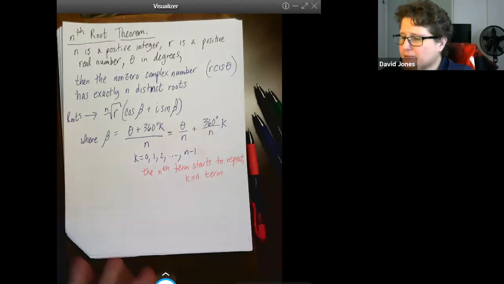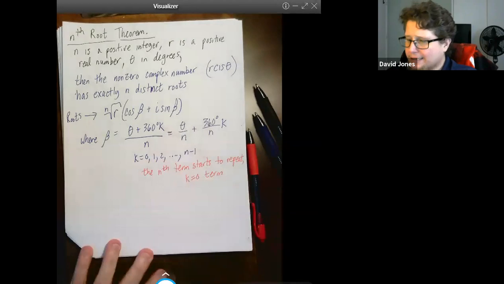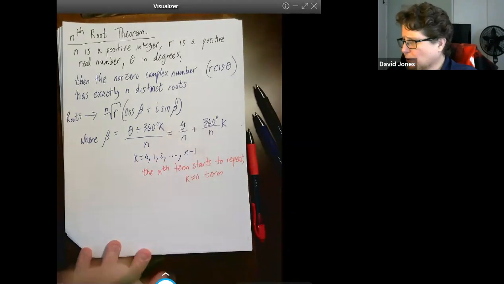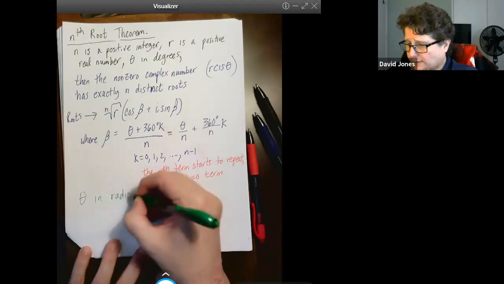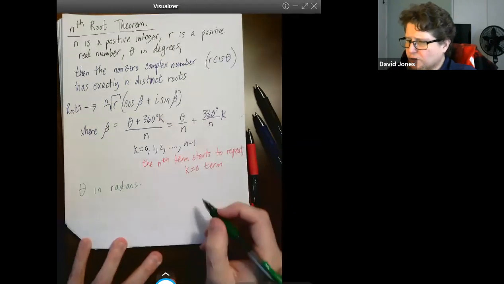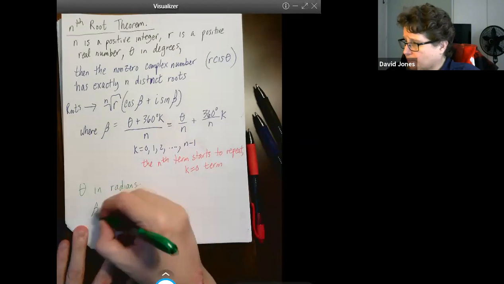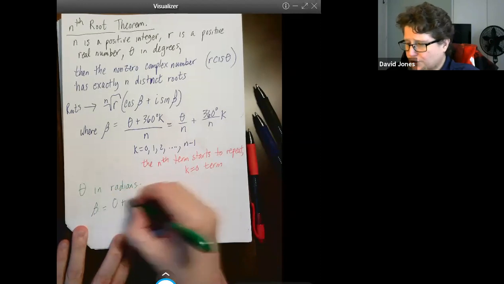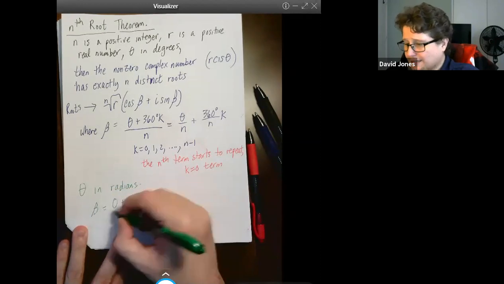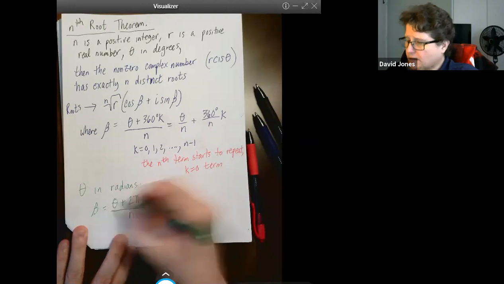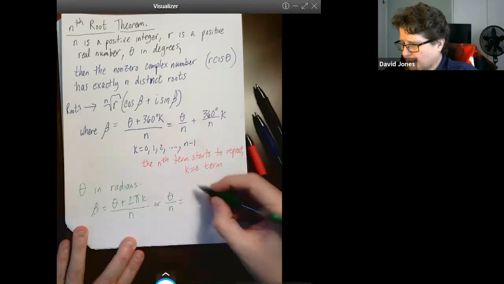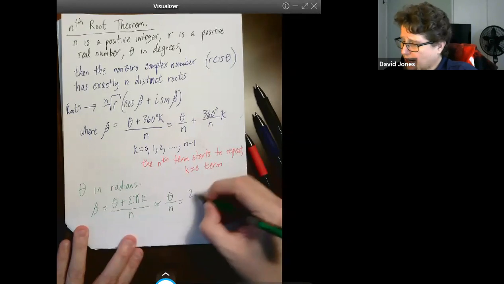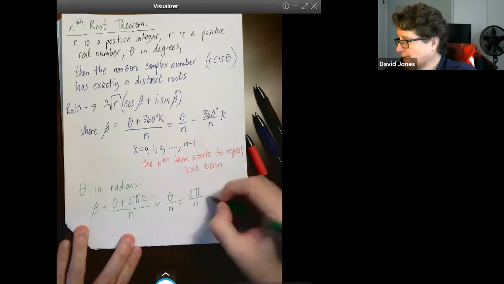You can do this in radians. If you do this in radians, the only difference in theta in radians is it just changes the way beta looks. Beta is theta plus 2 pi k over n, or theta over n plus 2 pi over n k.